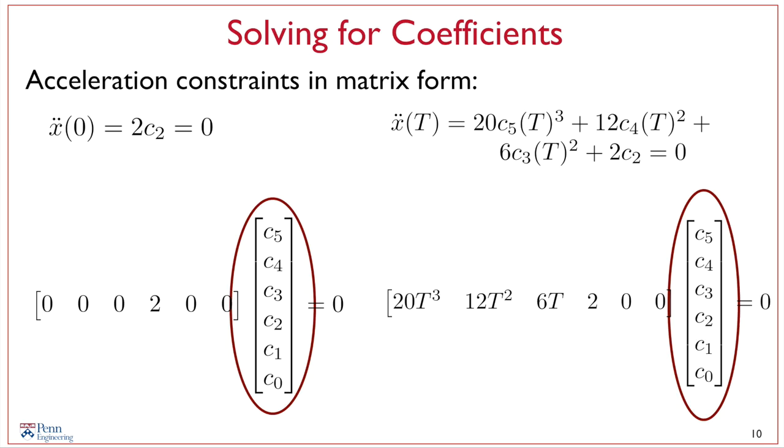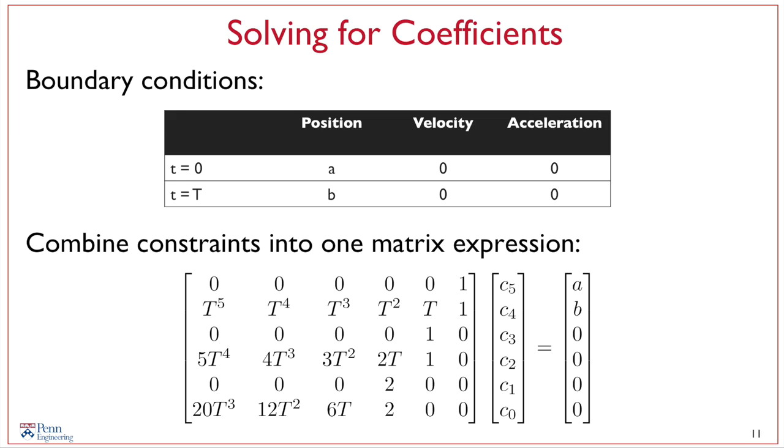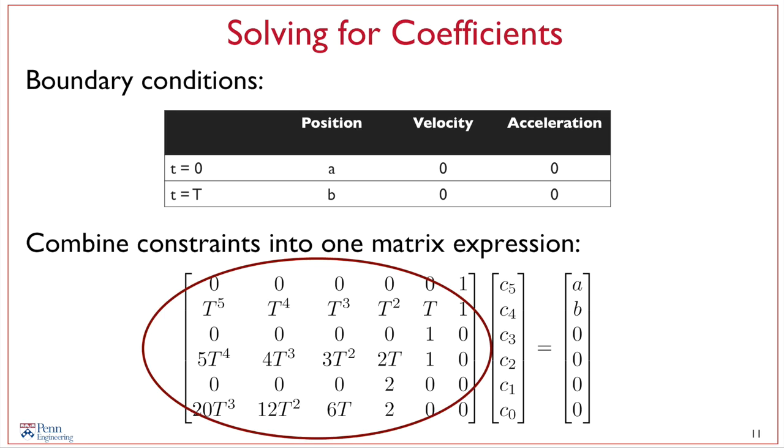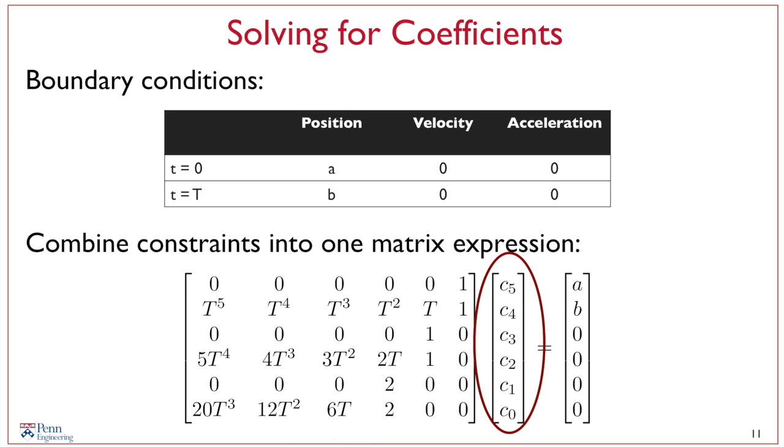Because all 6 constraints can be written as a 1 by 6 matrix multiplied by the same 6 by 1 matrix, we can combine them into a single matrix expression. Here, each row of the 6 by 6 matrix on the left-hand side, in conjunction with the corresponding row of the 6 by 1 matrix on the right-hand side, represents one of the boundary conditions. Again, because T, A, and B are known beforehand, the only unknown variables appear in the matrix of coefficients. We can now use one of the many techniques to solve for this matrix of unknown coefficients.